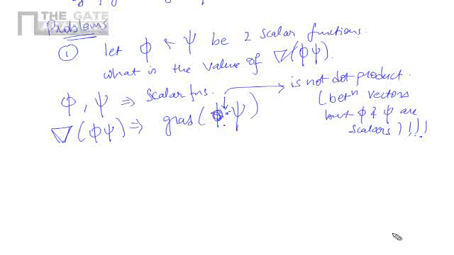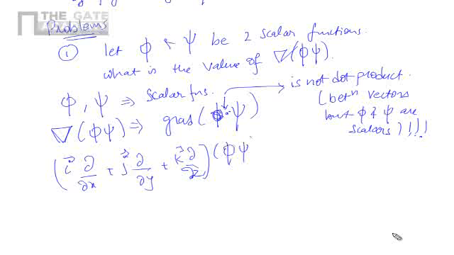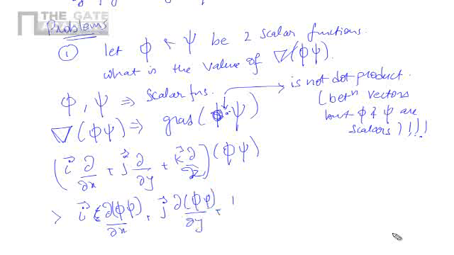Now let me write the meaning of it. If I expand this, what will I get? I vector times dou by dou x plus j vector times dou by dou y plus k vector times dou by dou z of phi psi. Now I can operate it. If I operate it, what will I get? I vector times dou phi psi by dou x plus j vector times dou phi psi by dou y plus k vector times dou phi psi by dou z.